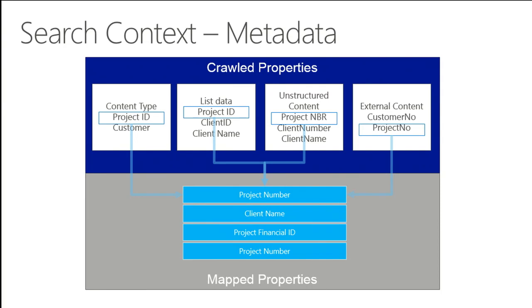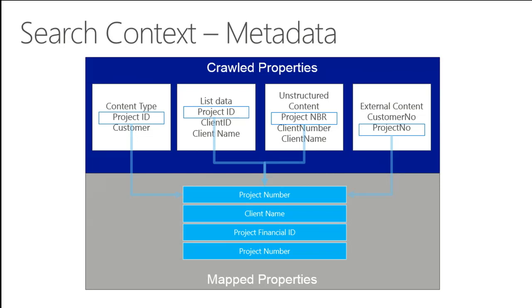In those cases, those different properties have the same meaning. Your end users don't care what the system name of the property is. They don't care if it's called project ID or project number. They want to find the information by the ID, by the identifier of your project, right? It doesn't make sense to create separate refiners for project number and project ID.